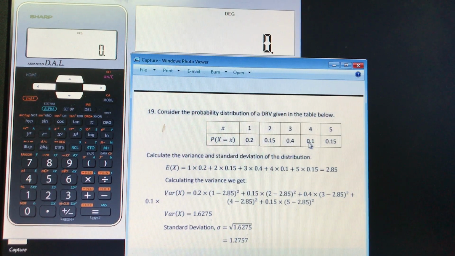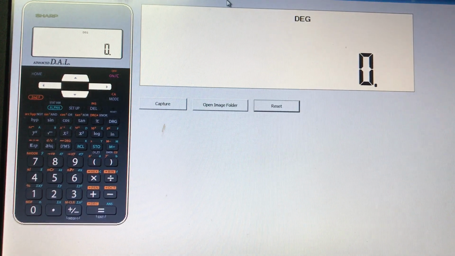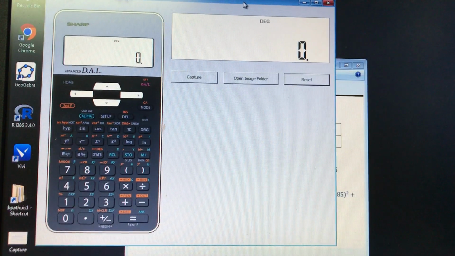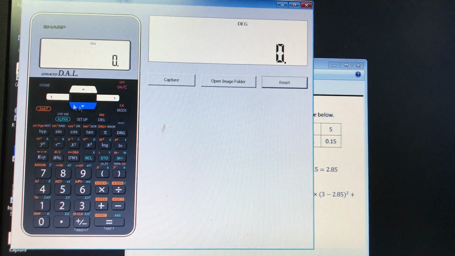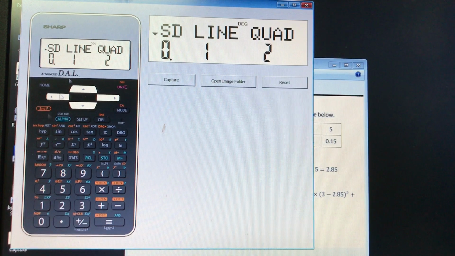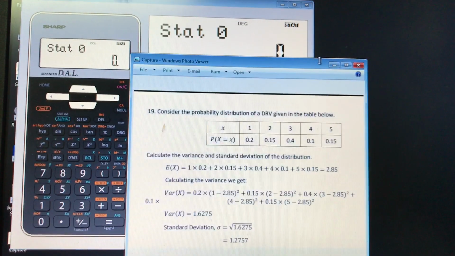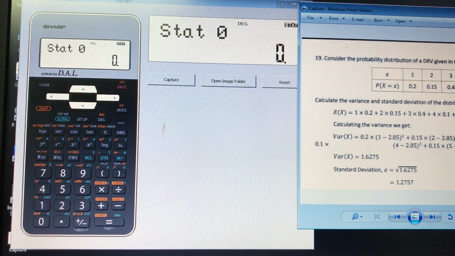The first thing we're going to need to do is put our calculator in stats mode, so we're just going to go Mode and we're going to go 1 and we're going to go just 0 here for our standard deviation. If we remember our scores, I'll just move them over here for a second.